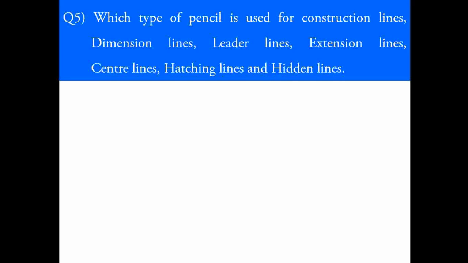Okay, next question. Which type of pencil is used for construction lines, dimension lines, leader lines, extension lines, center lines, hatching lines and hidden lines? These are the types of lines which we have to draw in the drawing, and particularly for that, which grade pencil is used? In the last question we have seen H and 2H are mostly preferred in engineering drawing. Out of these two, which one is applicable for this purpose? So let's have a look at the options.